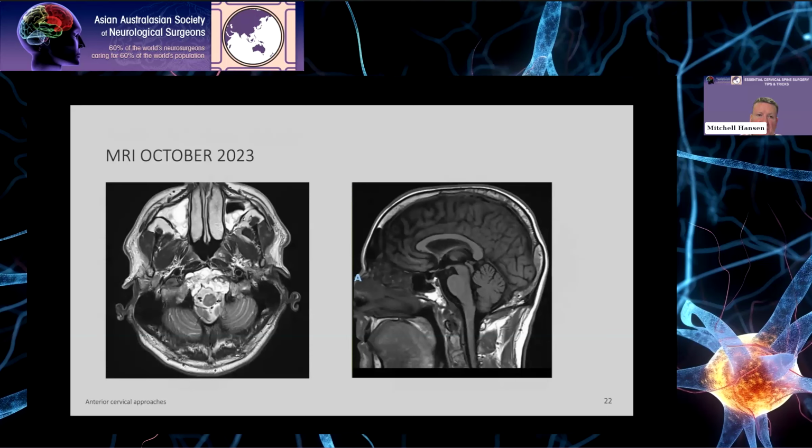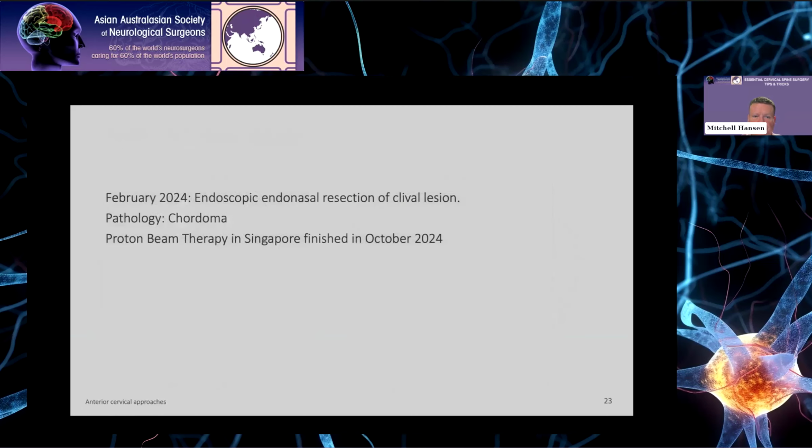We came through the MRI of October 2023 and we saw that the clival lesion had actually expanded, and there was some involvement in the condyles and down towards C2. This patient, I looked at an endoscopic endonasal resection of his clival lesion, and the pathology came back as a chordoma. So this was February last year.